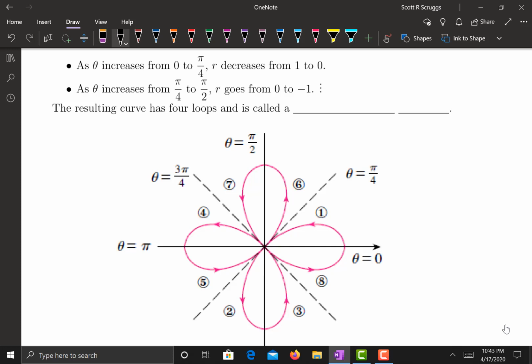And so this curve is going to have 4 loops. And because it looks like a flower, people call this curve a 4-leaved rose. Let's make that D look a little bit prettier. There we go.